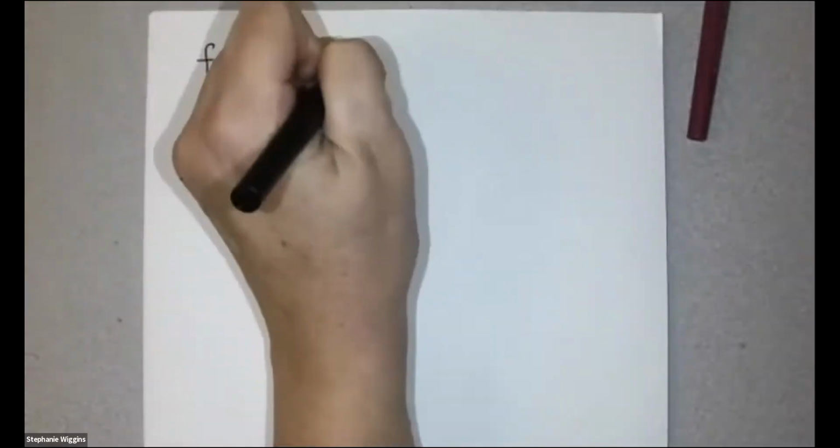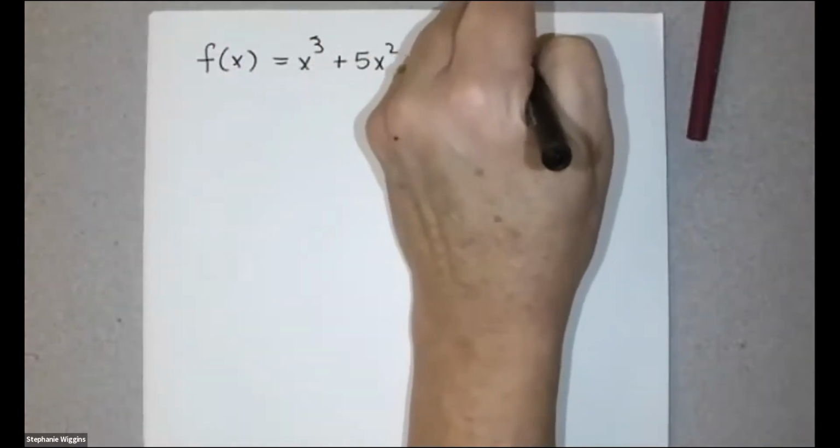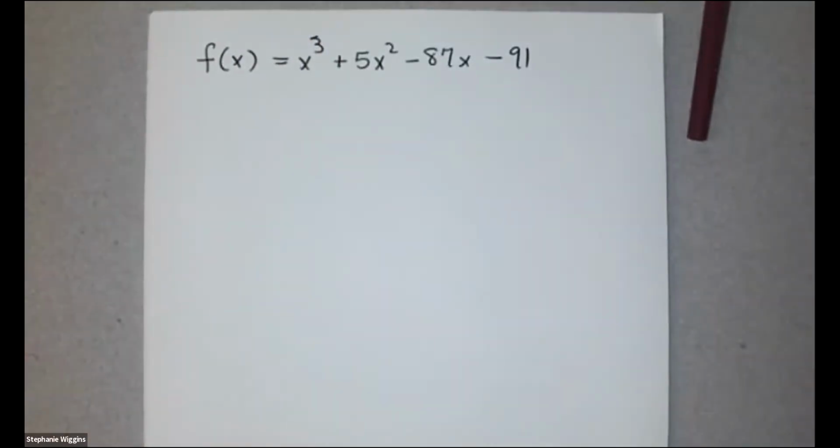And it says find the zeros. So here you have f of x equals x cubed plus 5x squared minus 87x minus 91. Okay, there's our polynomial function.